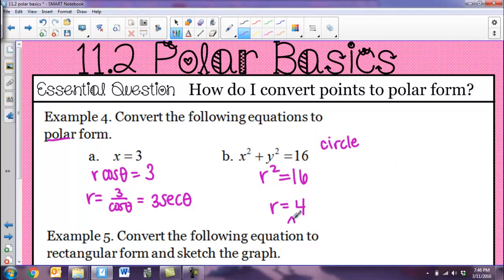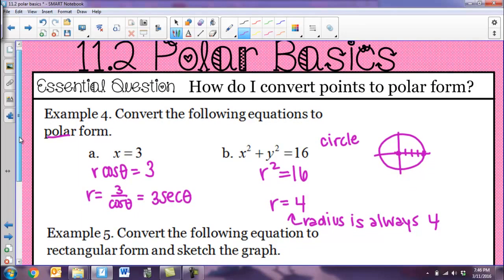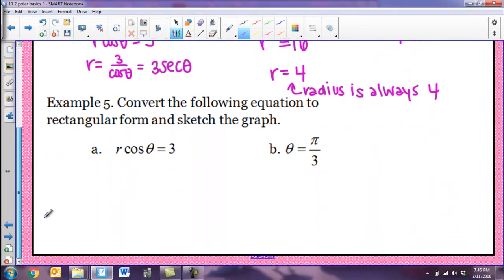So what we have here is something where no matter what my theta is, the radius is always 4. Which makes sense, because if I start at my pole, and I always have 1, 2, 3, 4, and I'm going all the way around 4, no matter what my angle is, I'm going to get a circle. Okay, and that's in polar and in rectangular. Okay, now the other way, going from polar to rectangular, same idea here.